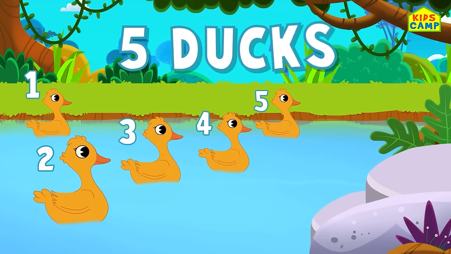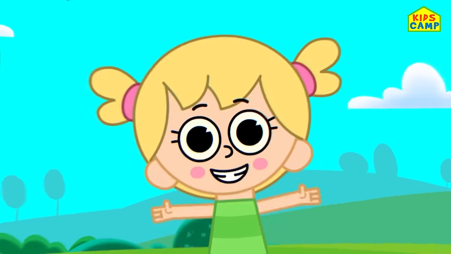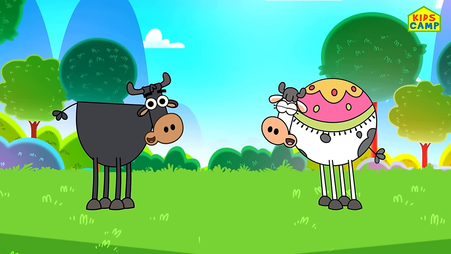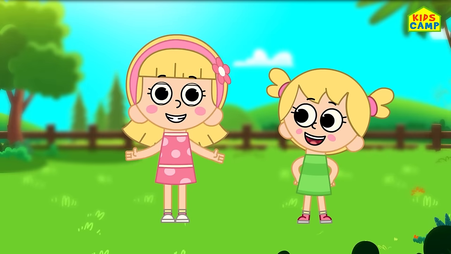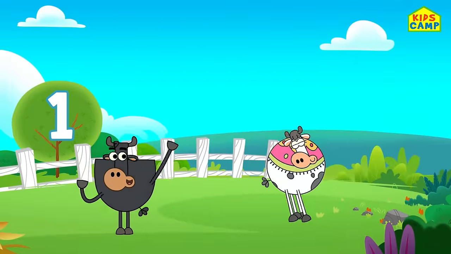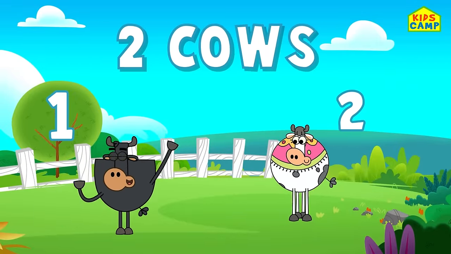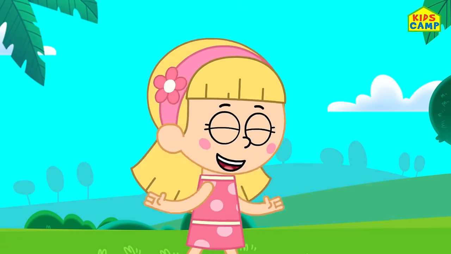1, 2, 3, 4, and 5. Five ducks going quack quack. Amazing! What's next? Aha! Cows. Let's count all the cows. 1 and 2. Two cows. They go moo on the farm.